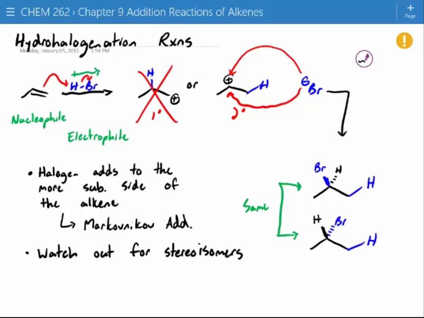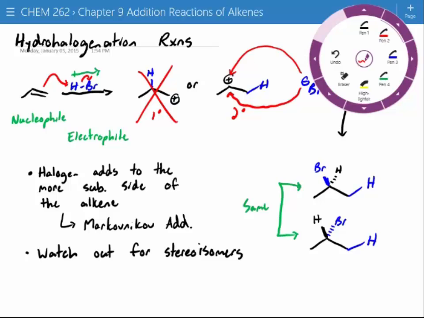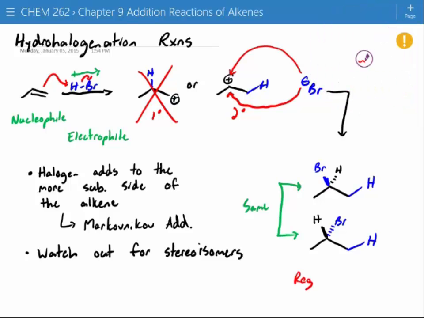But is it regiospecific? What do you guys think? No. It is. So in this case, the bromine can only attack at this position on our double bond, so that makes it regioselective but not stereoselective for this reaction. So that was a term we briefly mentioned last term. So it's important to remember that this reaction is regioselective.